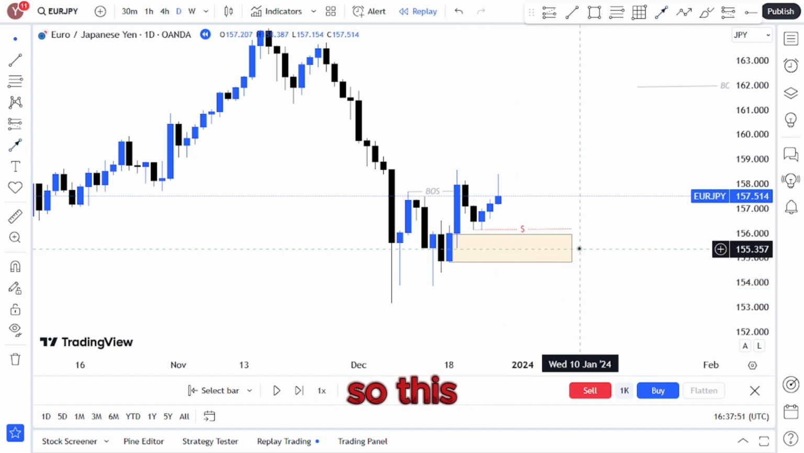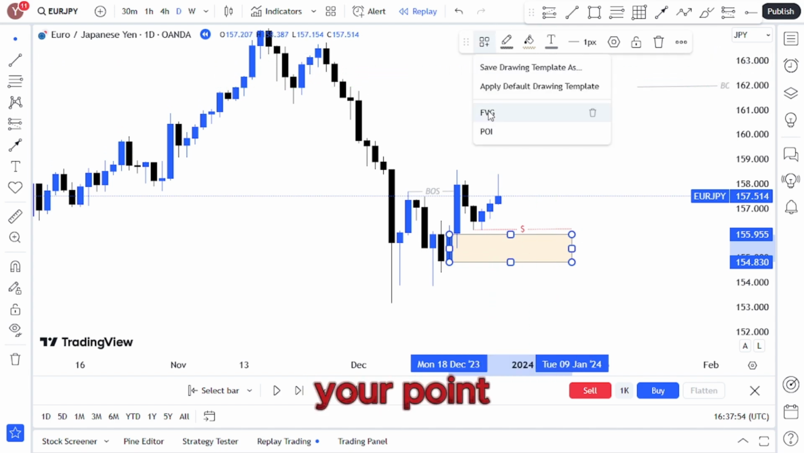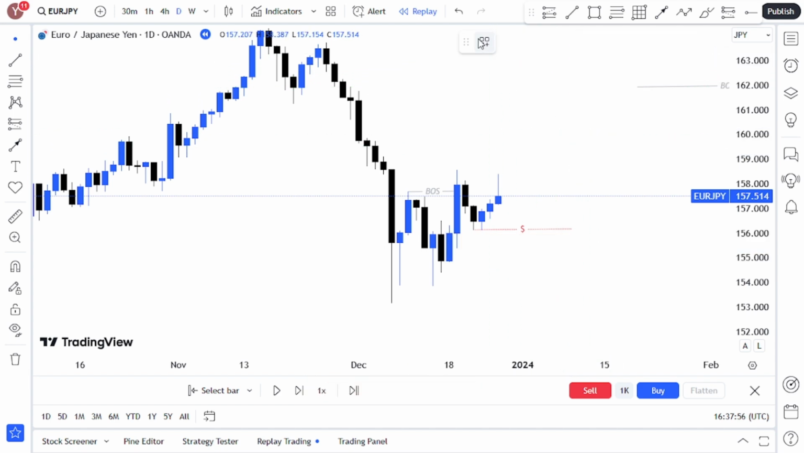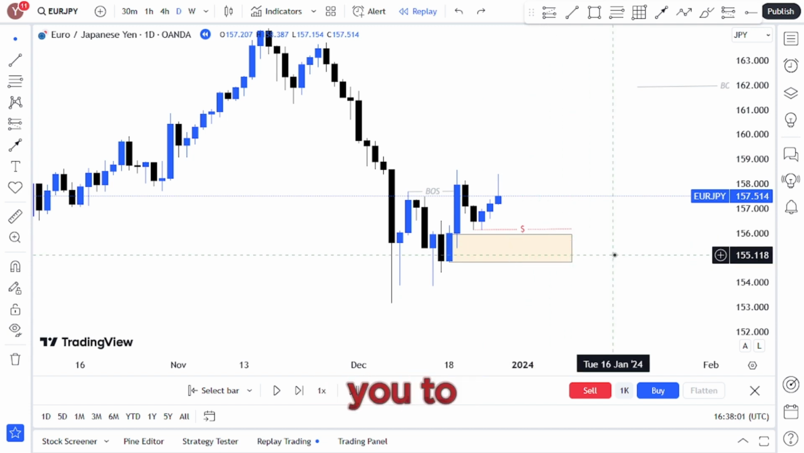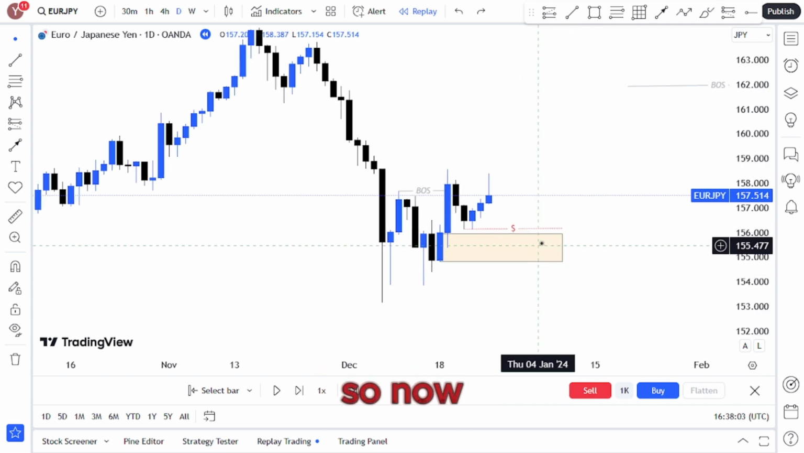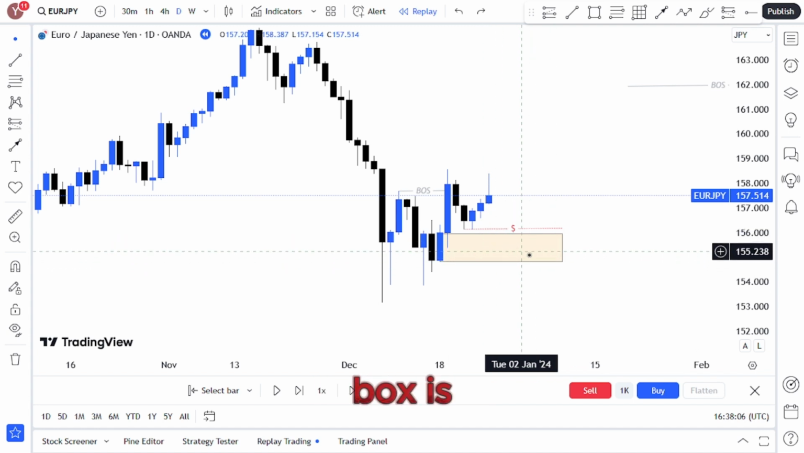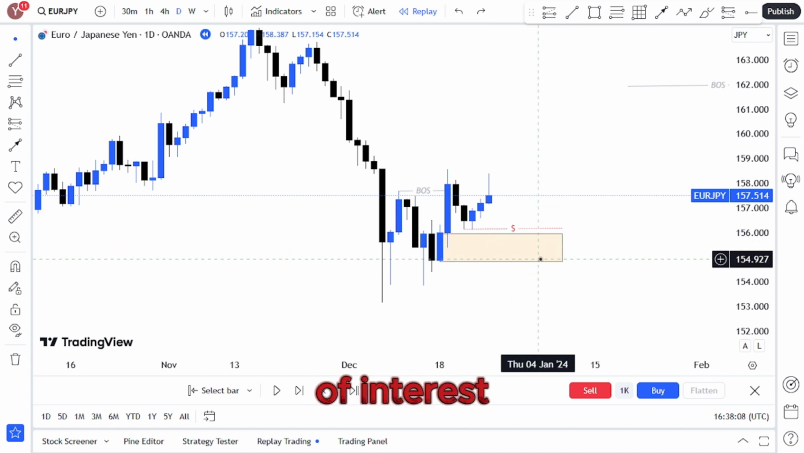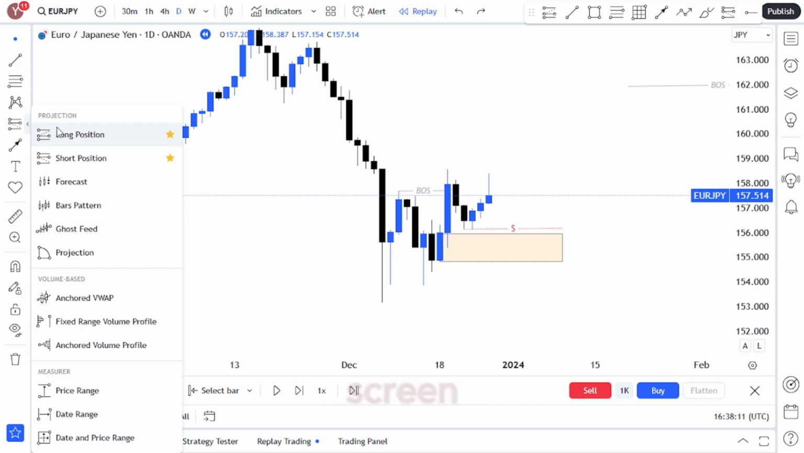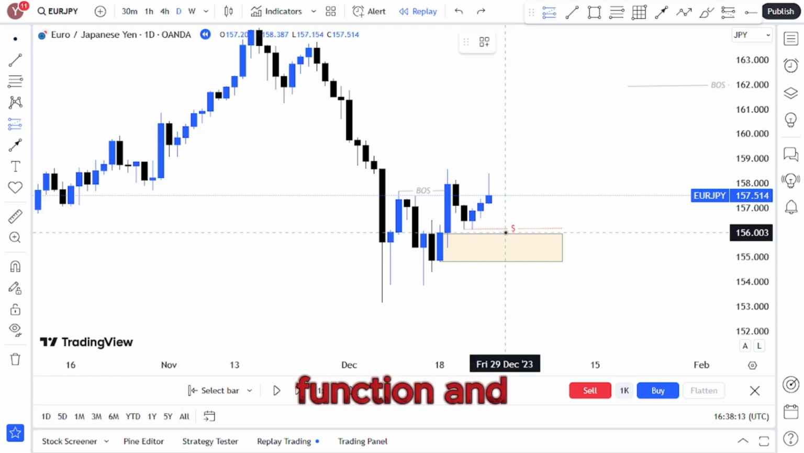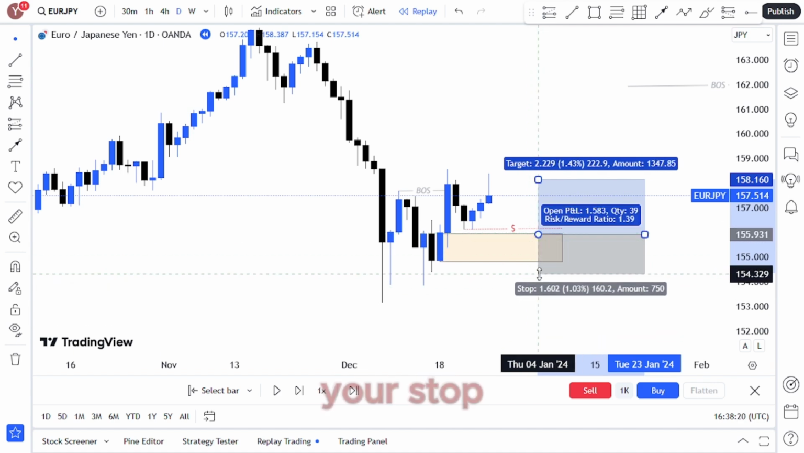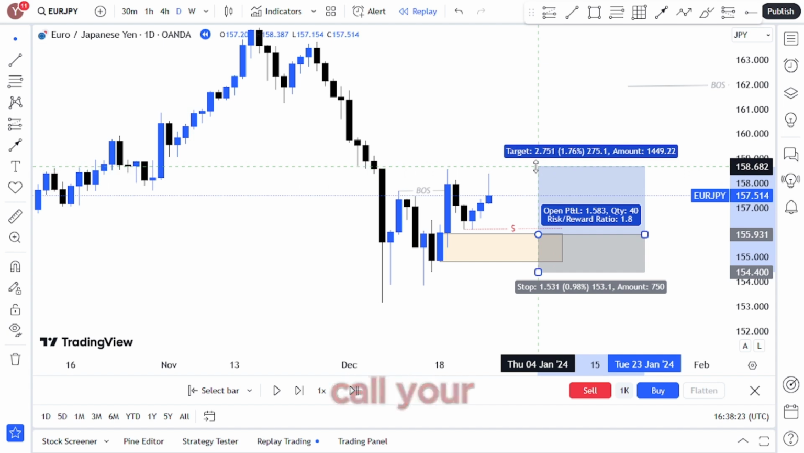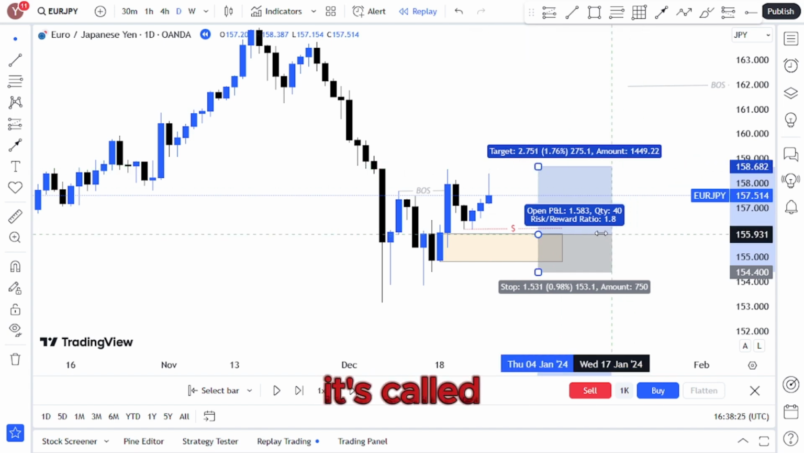So this order block happens to be your POI, your point of interest, which is a precise place for you to get into the market. Okay, so now this region inside this box is called your POI, your point of interest. So all you have to do, you have to come to the left corner of your screen, pick out your long function and set it here. So this up right here is your entry, this down right here is called your stop loss, and this up right here is called your take profit.